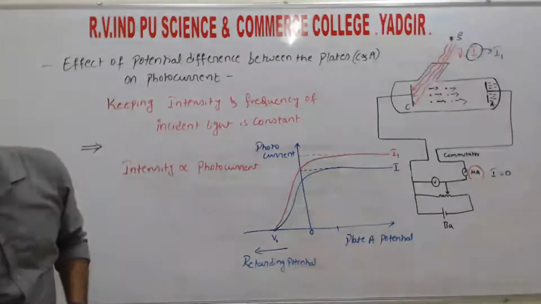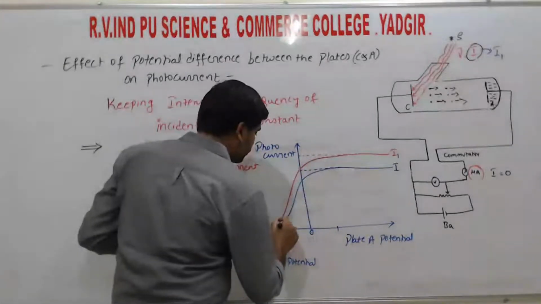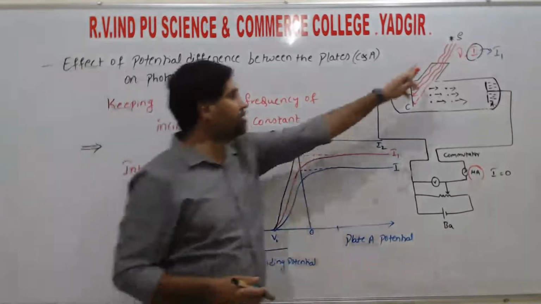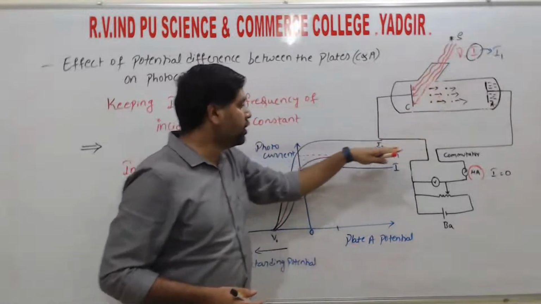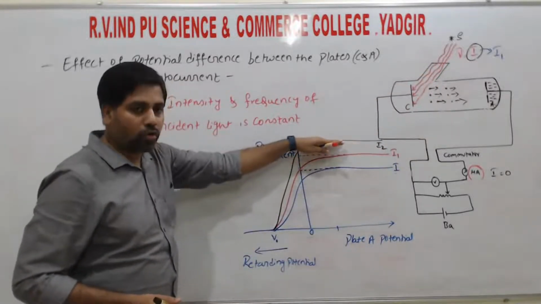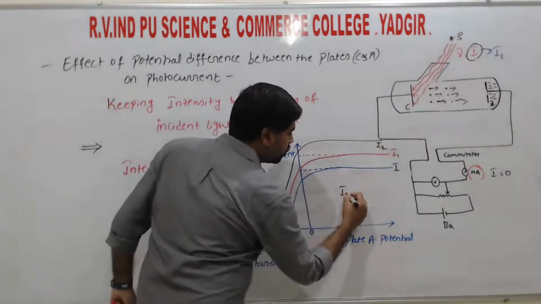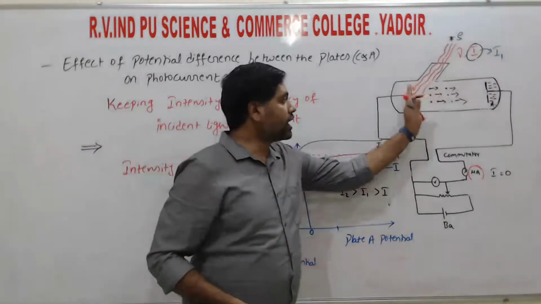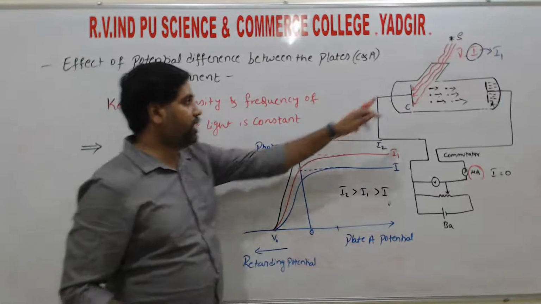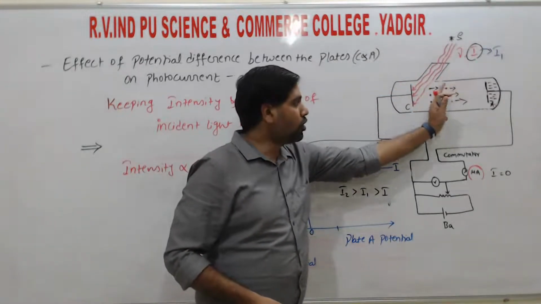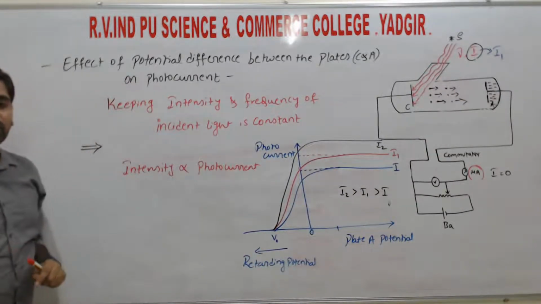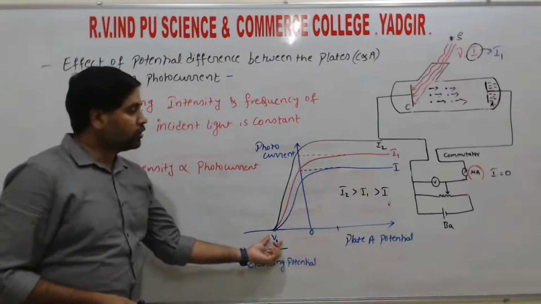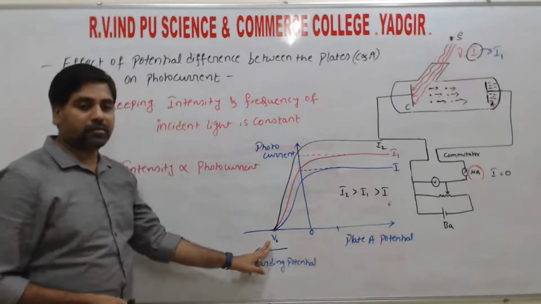Next, if we draw for a further intensity I2, and observe the experimental result, we are increasing the intensity of the radiation. By this observation, we can say that the saturation current is more. That is, the saturation current for I2 is greater than for I1, which is greater than for I. This is because the number of electrons emitted is directly proportional to the photocurrent. If we increase the intensity, the number of electrons emitted will be more, and hence the saturation current also increases. But what about the stopping potential? The stopping potential for all the intensities remains the same.